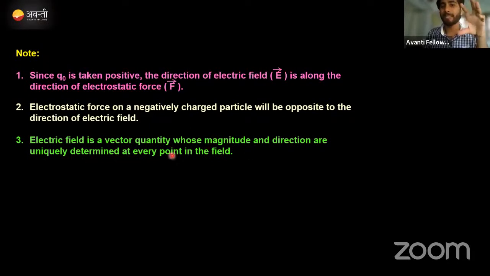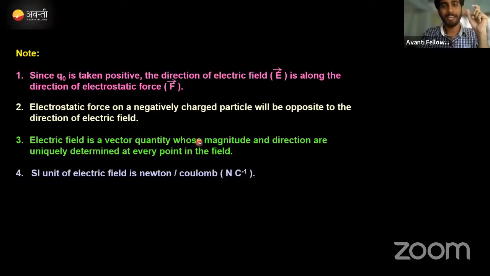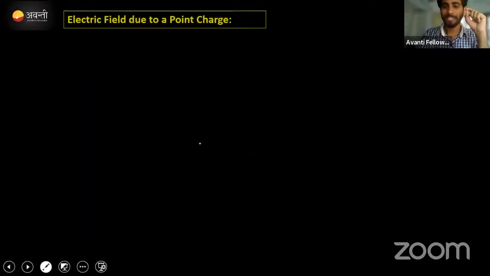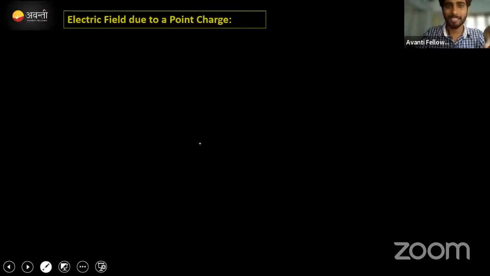I will explain this one in electric field intensity due to multiple charges. In that situation, I will explain this one. Okay, cool. Next, the SI unit of electric field is Newton per Coulomb. These are the things which we covered up to this point. Clear, right?